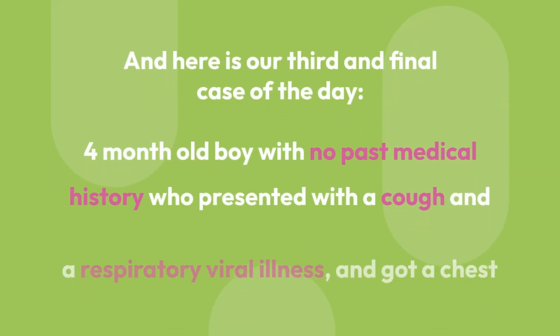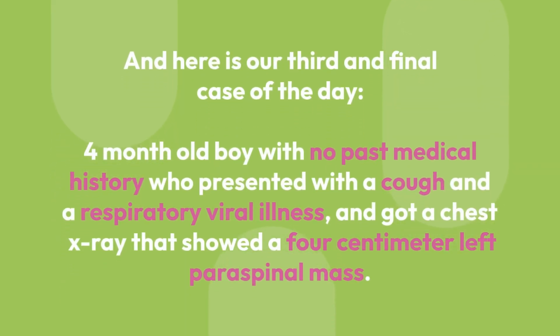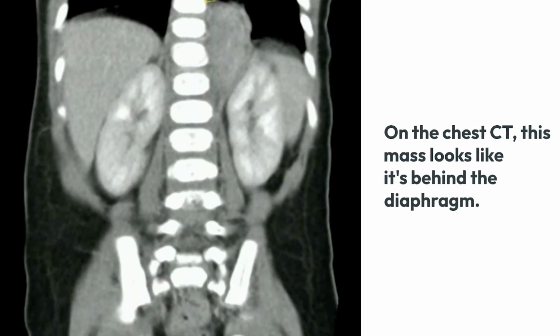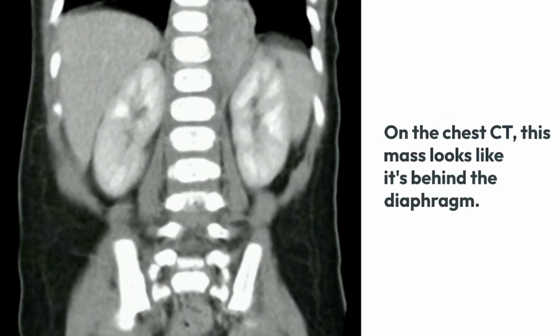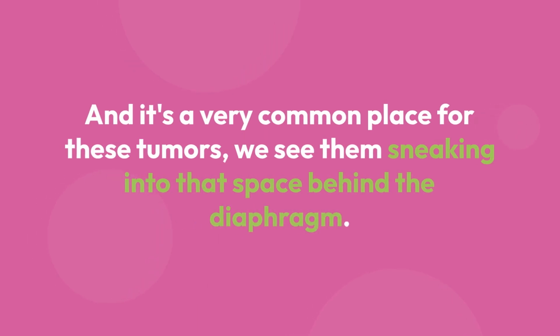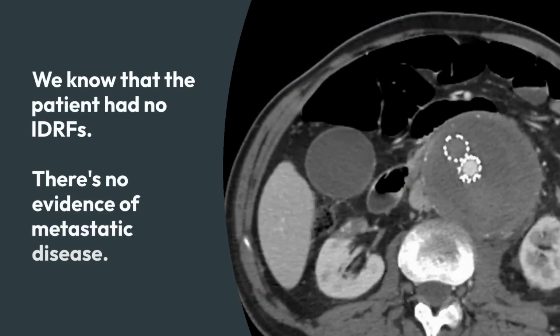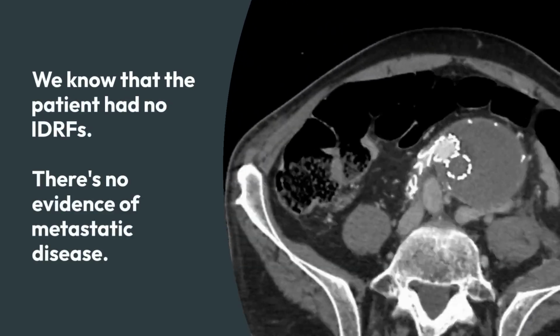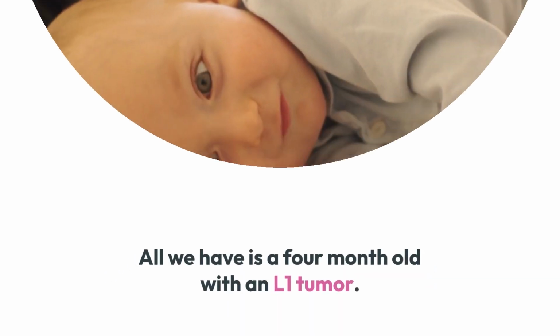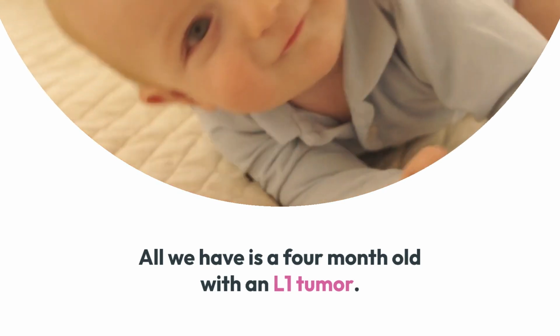And here's our third and final case of the day. A 4-month-old boy with no past medical history who presented with a cough and a respiratory viral illness and got a chest x-ray that showed a 4-centimeter left paraspinal mass. On the chest CT, this mass looks like it's behind the diaphragm, and it's a very common place for these tumors. We see them sneaking into the space right behind the diaphragm. We know that the patient had no IDRFs. There's no evidence of metastatic disease. All we have is a 4-month-old with an L1 tumor.